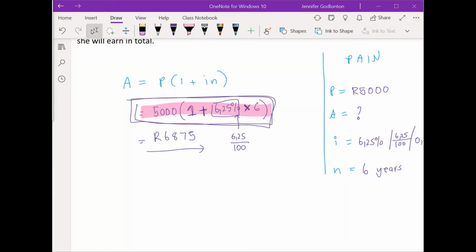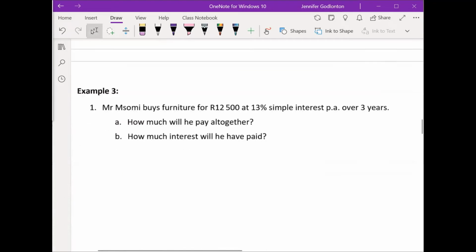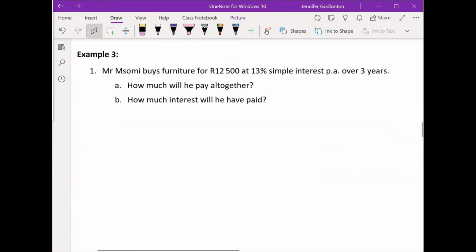Okay, cool. Let's try another one. Miss Nsomi buys furniture for 12,500 Rand at 13% simple interest. Now, again, it's a little bit different, but it means the same thing. PA means per annum, which means per year, over 3 years. First question, how much will he pay altogether? Second question, how much interest will he have paid?